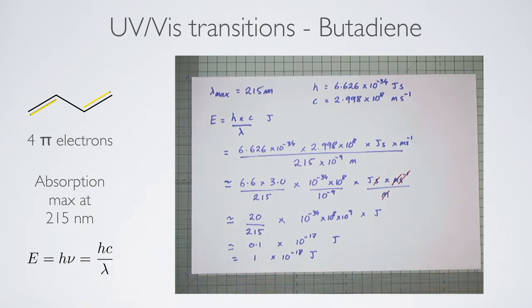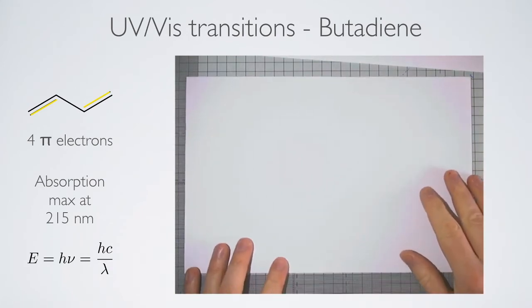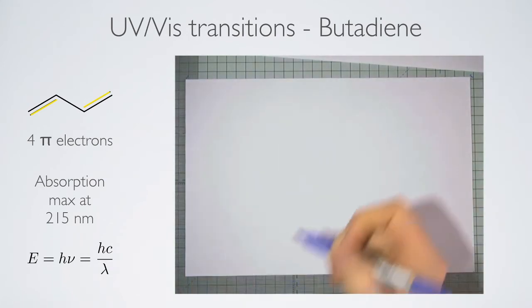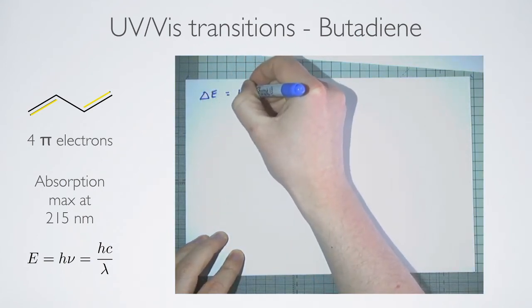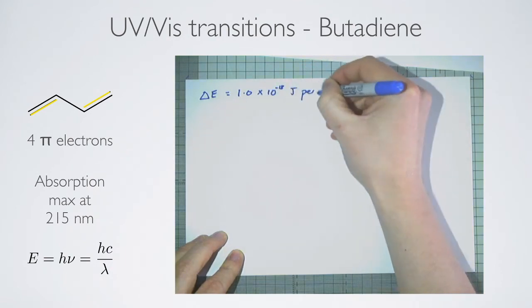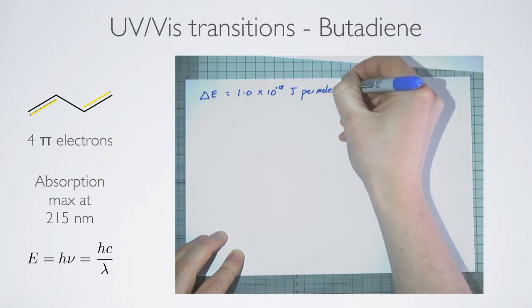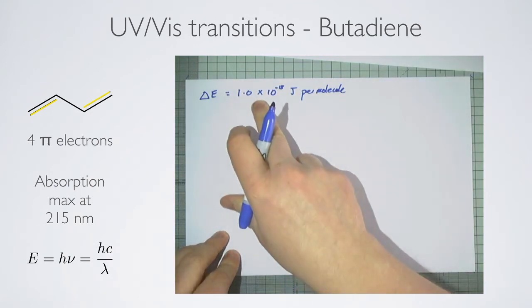In order to compare this and understand it in the context of other energy quantities we're familiar with, we want to combine this, and rather than have an energy per molecule, we want an energy per mole. So let's do another quick calculation. So we've already said that the difference in energy is 1.0 times 10 to the negative 18 joules per molecule. So every molecule will absorb this amount of energy.